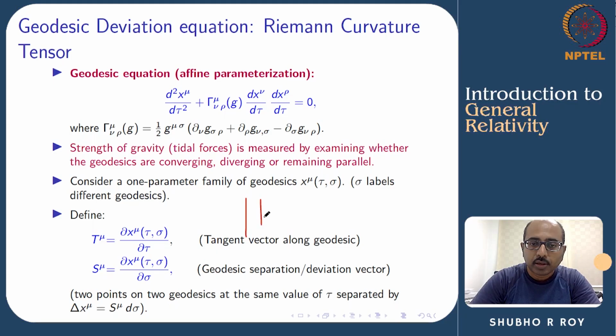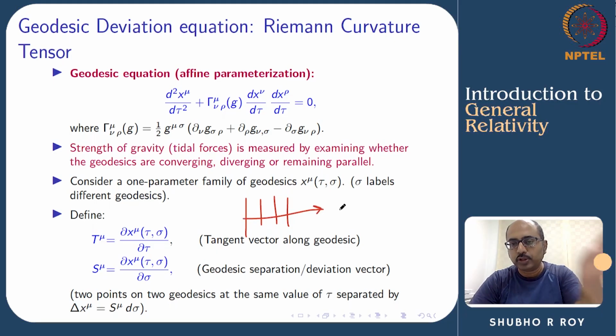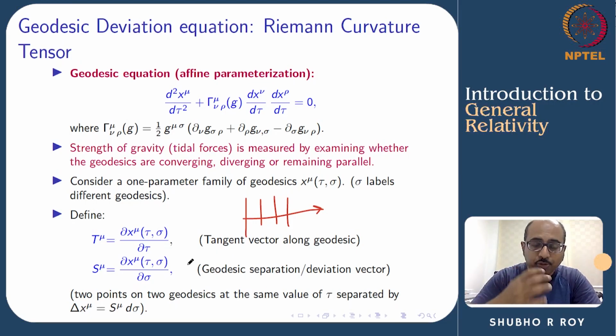Remember, sigma is the direction in which, if you go along sigma, you switch from one geodesic to the other. So this S mu, which measures the rate of change with respect to sigma when you hop from one geodesic to the other, is naturally called the geodesic separation or deviation vector.